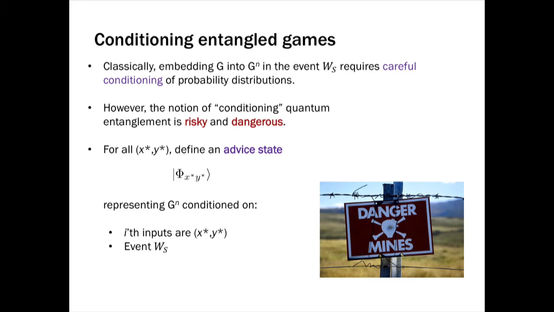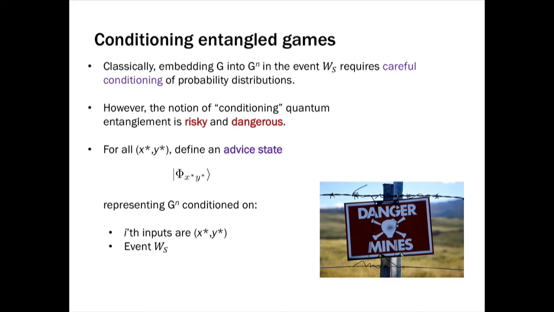So for all x star and y star, these are questions from the single copy of the game, we're going to define an advice state. So this is just some bipartite entangled state, phi, that depends on x star and y star. And this state intuitively represents the repeated game conditioned on these two things that we wanted to condition on.